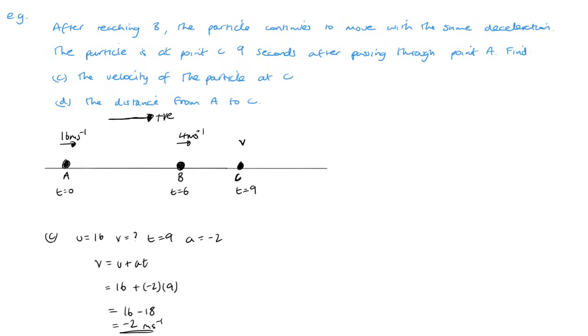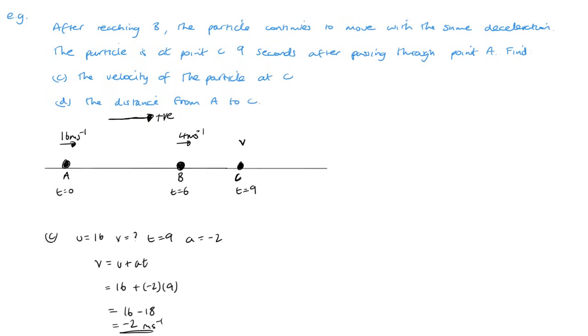Okay, now as I said, I will quickly do it if we did it from B to C. So that would be U equals 4, V is unknown, T is 3, and A is -2. So same formula, and we've got V equals 4, I'll just put the -2 times 3 there. So that's 4 minus 6, -2 meters per second. So you can see, even when I do it from B to C, I get the same answer in the end.